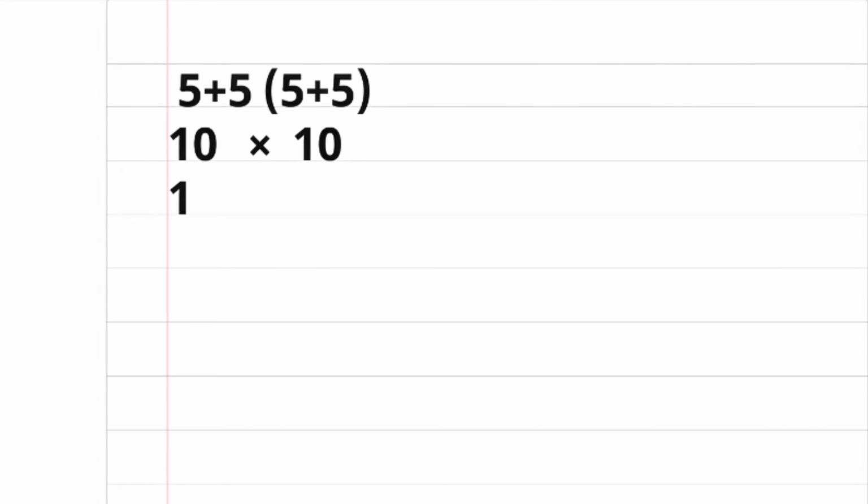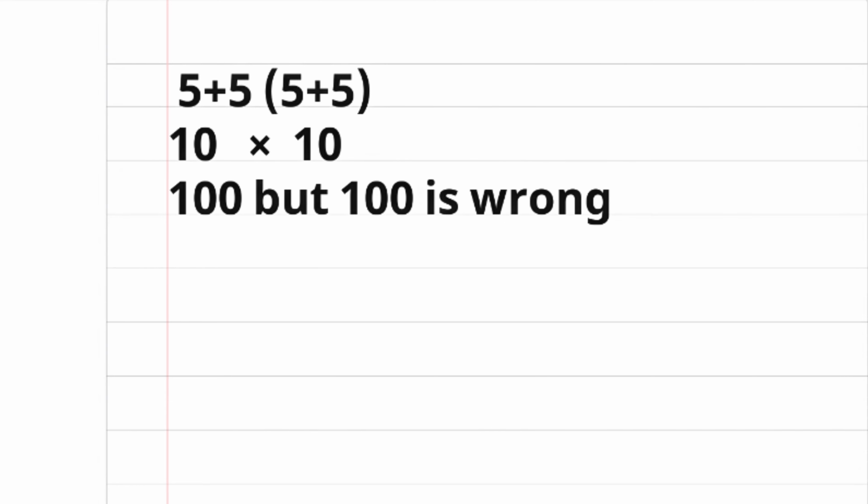5 plus 5 is 10, and further, 5 plus 5, which would be equal to 10. So 10 times 10 will be equal to 100, is our answer. But remember that 100 is not the correct answer. It's wrong. So we have to solve the question again according to some rule.